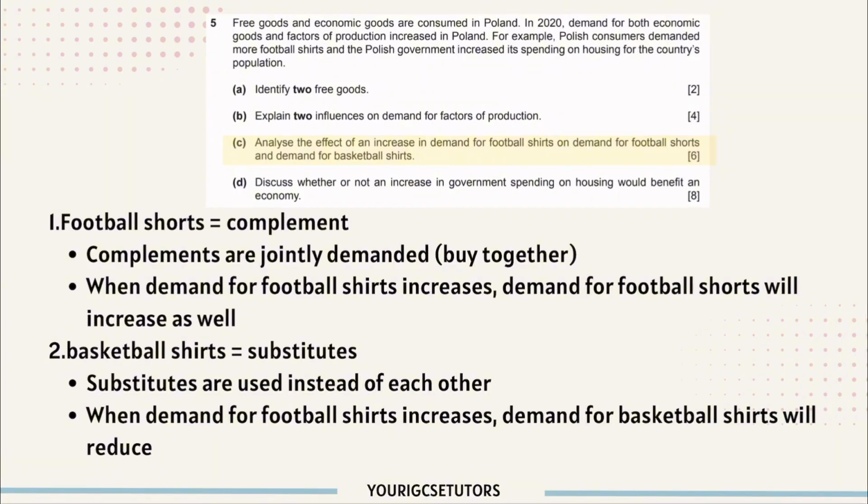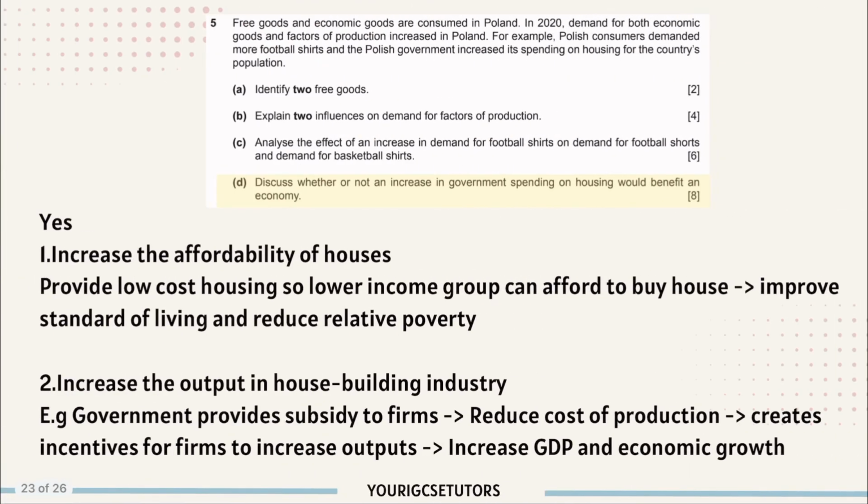So, second, basketball shirts. It is a substitute to football shirt. Substitutes are used instead of each other. When demand for football shirts increases, the demand for basketball shirts will reduce. So when people buy football shirts, they will not buy basketball shirts. Okay. D. Discuss whether or not an increase in government spending on housing would benefit an economy.